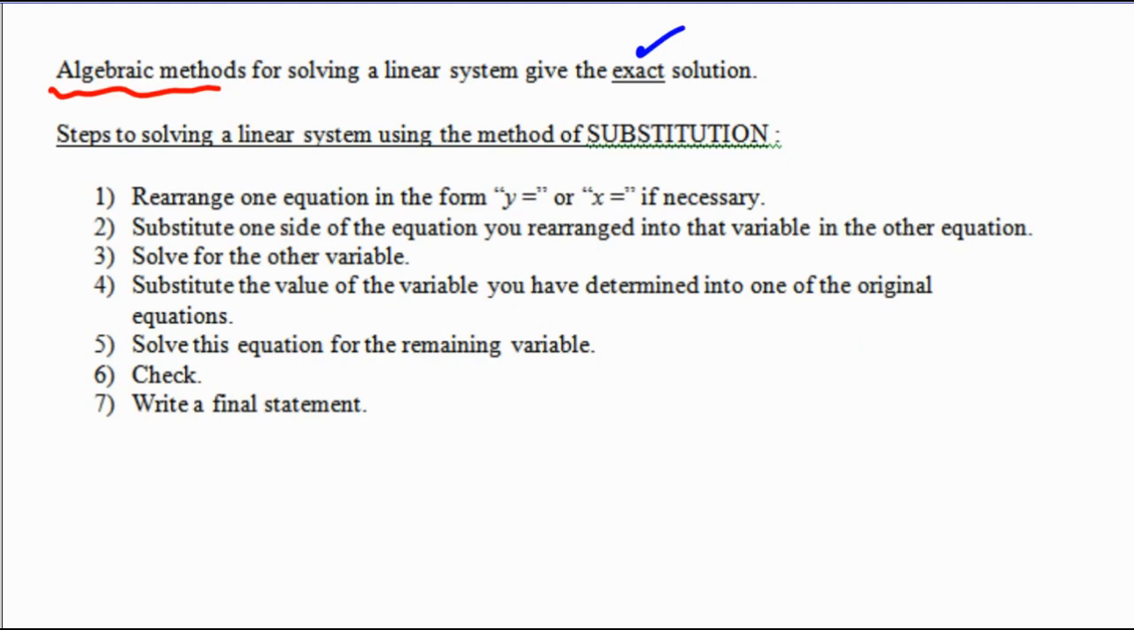Steps to solving linear systems by method of substitution. Well, you can rearrange the equation to form y equals or x equals. Either one, as you're isolating one of them together if necessary. Substitute one side of the equation you rearranged into that variable of the equation. Solve for the other variable. Substitute the value of the variable you determined into one of the original equations, and then solve the equation for the remaining variable, and then we check it, and then write a final statement. So these are quite lengthy, some of these, and so we'll start an example on the next page.